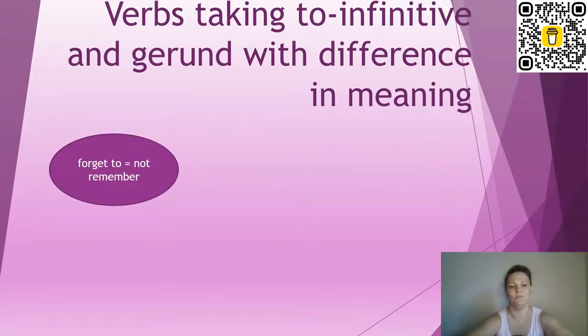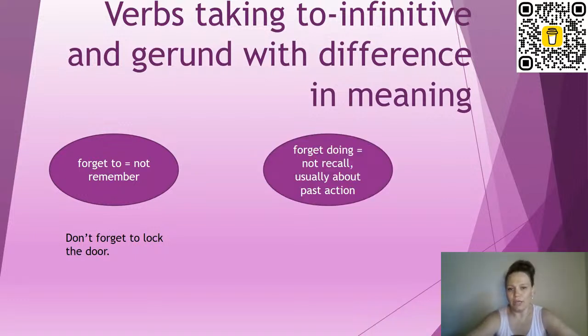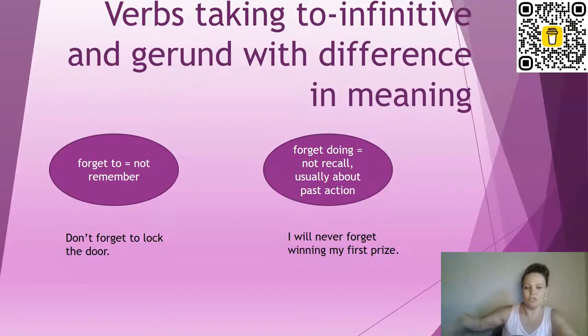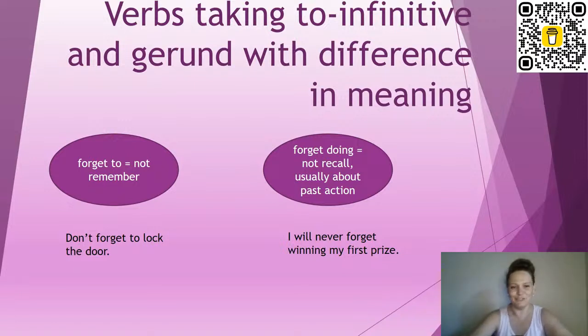Let's move on. Forget to means not remember. Don't forget to lock the door. This is the most usual use case. And if we use forget doing, usually the whole situation is about some past action, so not recalling something. I will never forget winning my first prize. So: don't forget to lock, just remember to do something, and forget doing is about some past action. I will never forget winning my first $1,000,000.